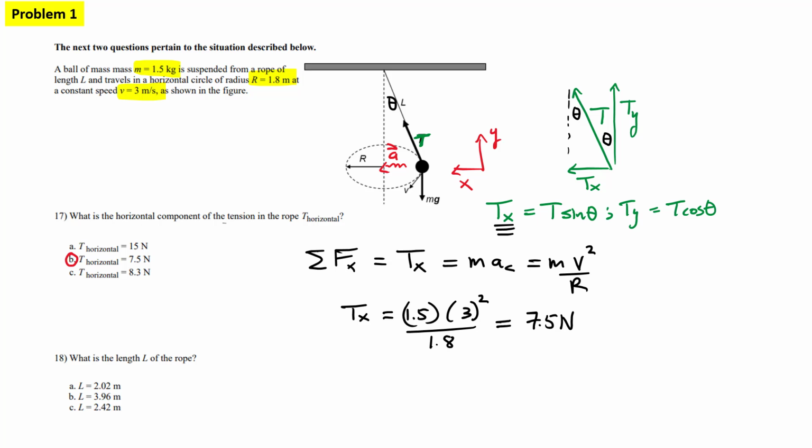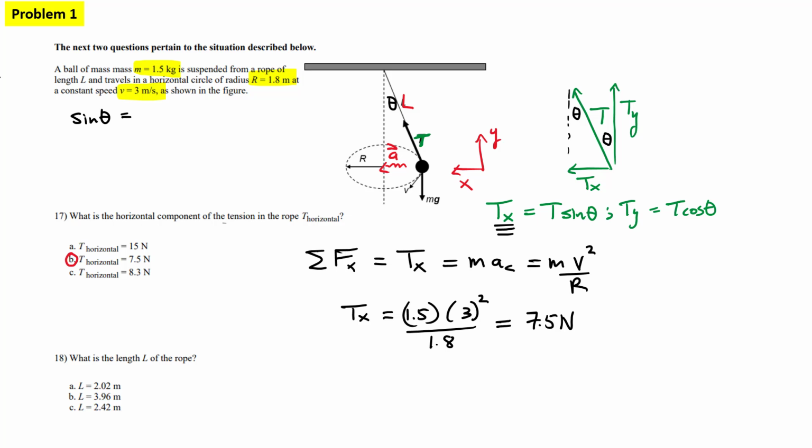Now the next thing, question 18 down here, says, what is the length of the rope? The length of the rope is denoted by this length over here. What we can do is a little trigonometry, because we know the radius, so we should be able to write that the sine of the angle theta is equal to what?